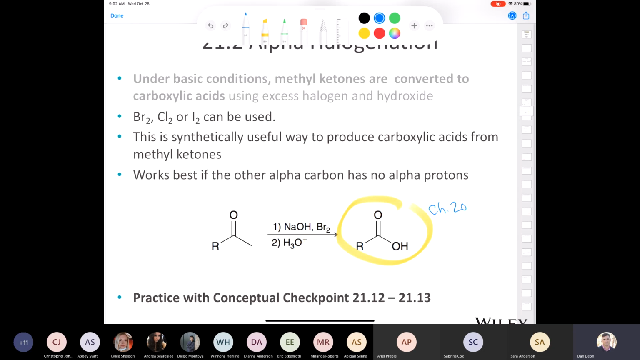Treating a methyl ketone with sodium hydroxide and a halogen, bromine, chlorine, or iodine, and then hydrolyzing it. Again, it can be hydrolyzed with acid or hydroxide. Either way is going to work. And then they're going to ask you, what do you remember of carboxylic acids? Can you do this? Can you do that? All kinds of stuff.